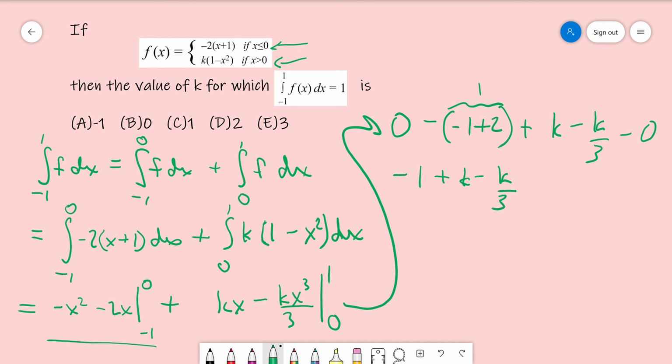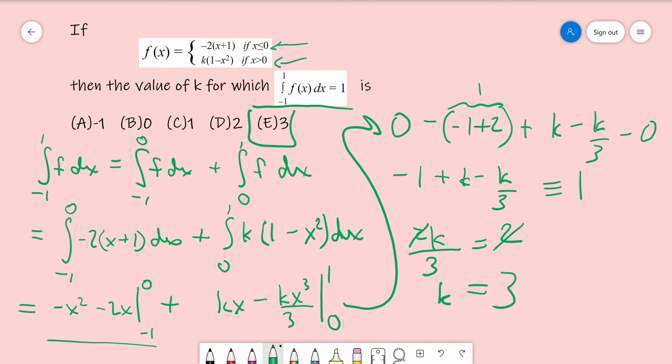So that's our integral. And remember that we're told that it's equal to 1, and we have to solve for k. So let's set this equal to 1. And then this gives us k minus k over 3. So that's going to be 2/3 k is equal to, let's bring that negative 1 over, that's going to be 2. So k, this cancels out, has to equal 3. So our answer is E.